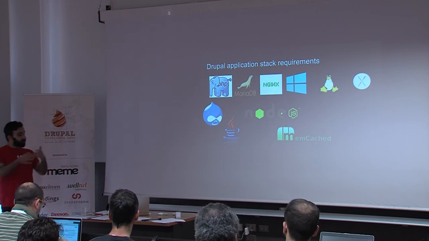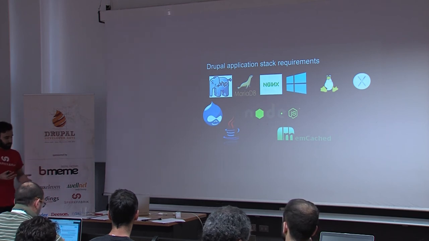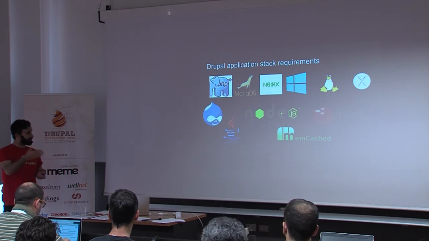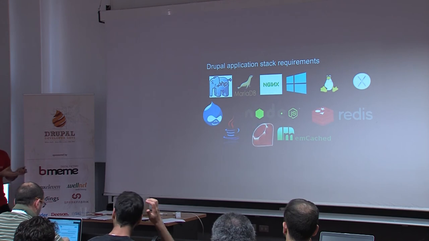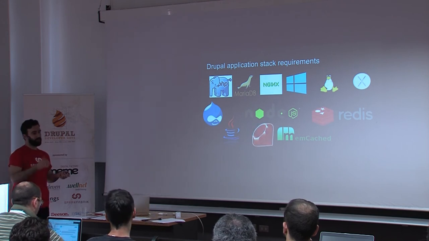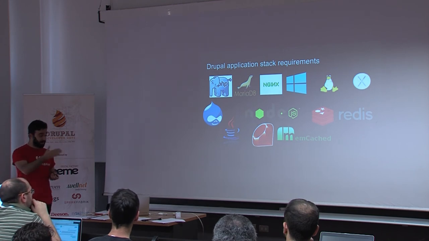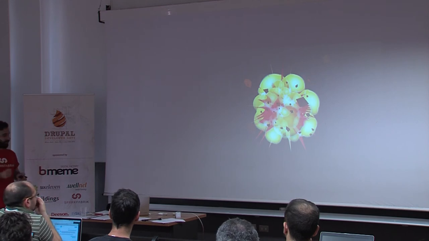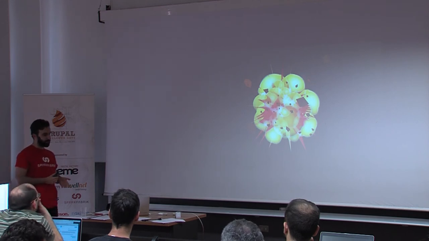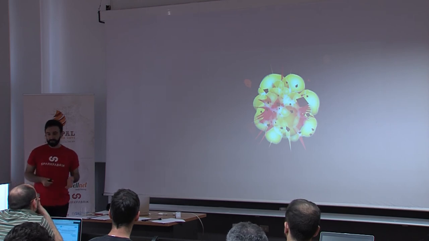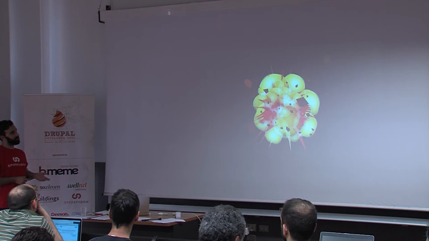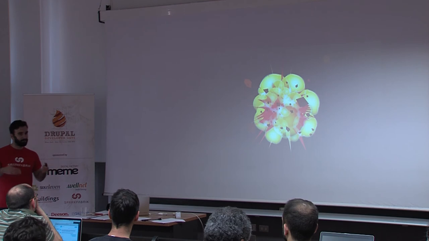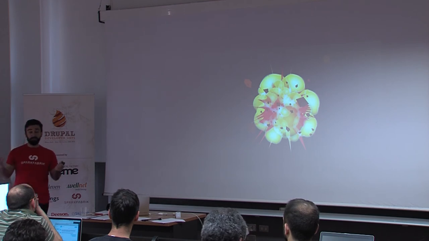Then when your project grows, you need a cache system like Memcache or Redis. And then maybe you need Ruby, because you are using Sass or Less for compiling your theme, and this is quite a mess. This is what happens every time, because for example, you start a new project which requires PHP 7, and you upgrade PHP on your host, and your last project works, but the older ones are totally broken because they are not updated to work with PHP 7.